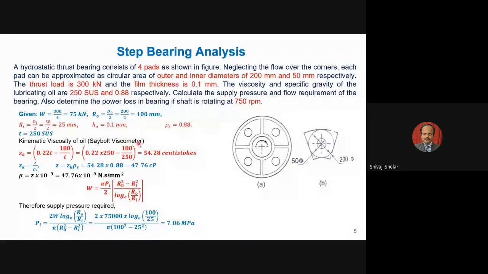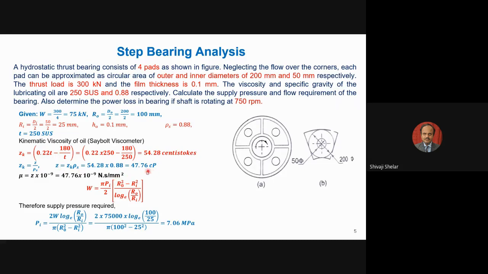This is kinematic viscosity, and kinematic viscosity is equal to dynamic viscosity upon density. Since you can take density in gram per centimeter cube, this value comes as 0.88. So ZK is 54.228, and Z is equal to ZK into rho s. So 54.228 into 0.88 gives a value in centipoise, equal to 47.76. This is your dynamic viscosity in centipoise.